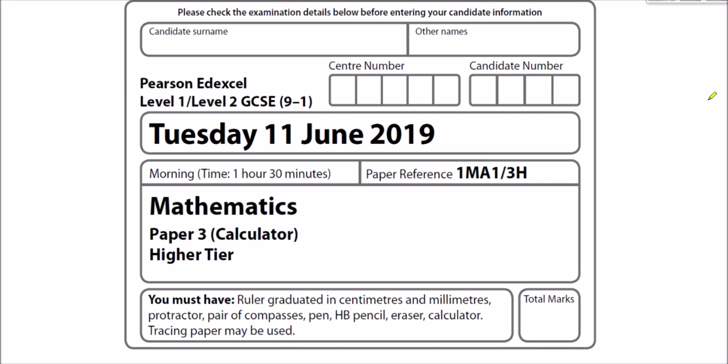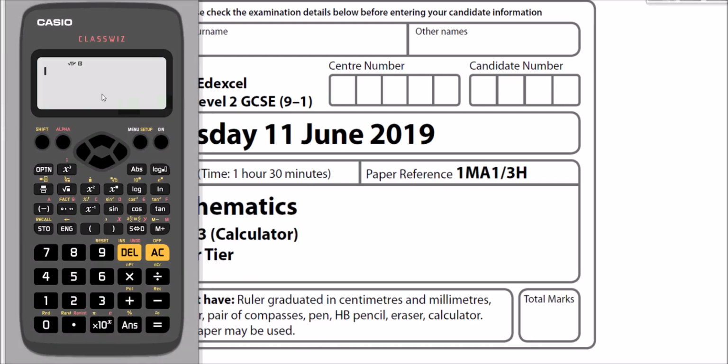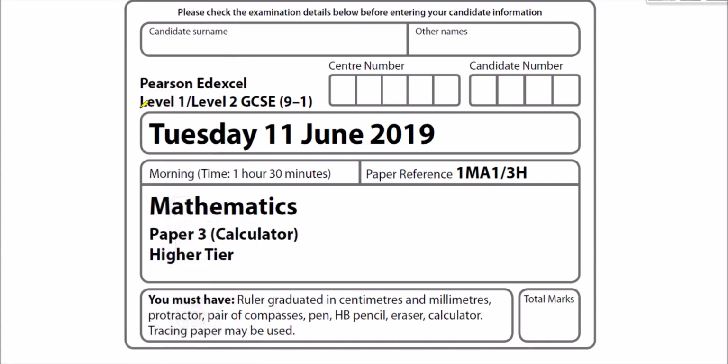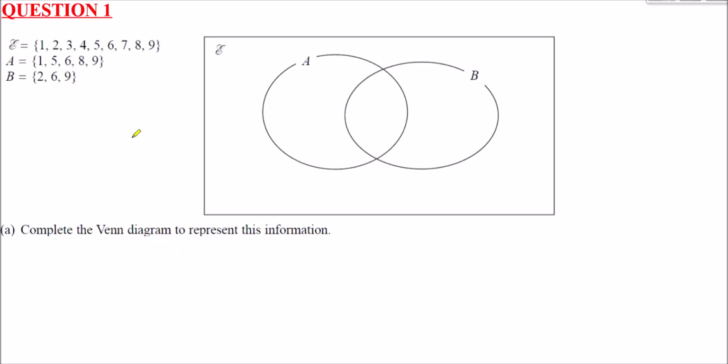As well as that, because it's a calculator paper, have your calculator handy. I would always recommend the Casio. I'm currently using this one here, the ClassWiz, which is very versatile and can really help. So I'd recommend having a calculator as a minimum. If you're going to get any calculator, I'd recommend this one personally. Okay, without any further talking about anything else, let's just get started and have a look together at question 1.